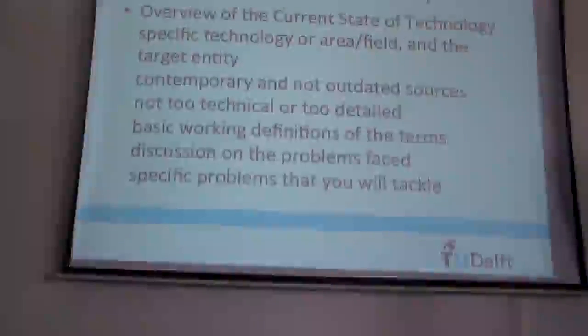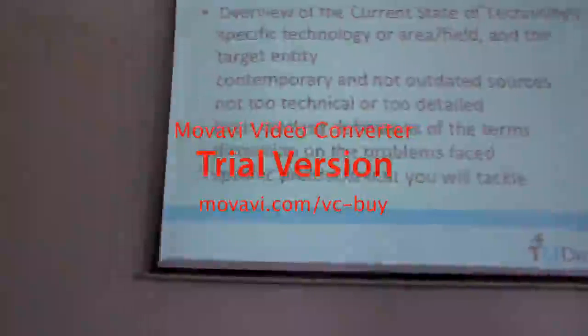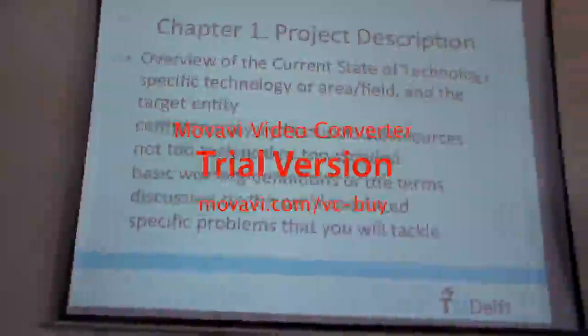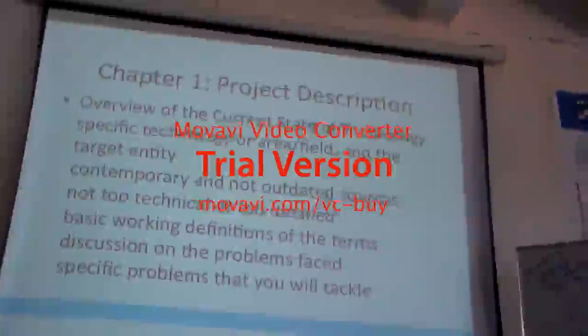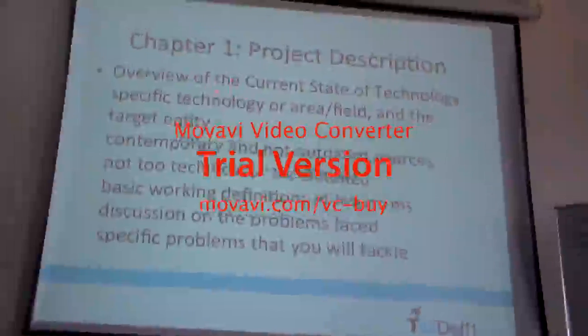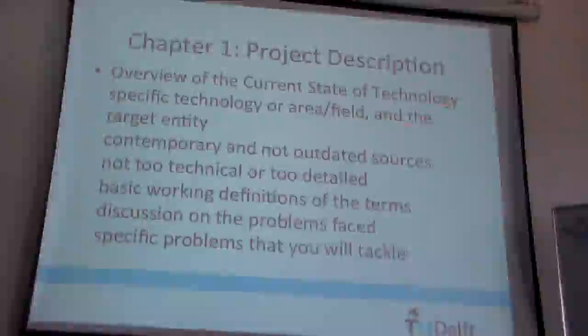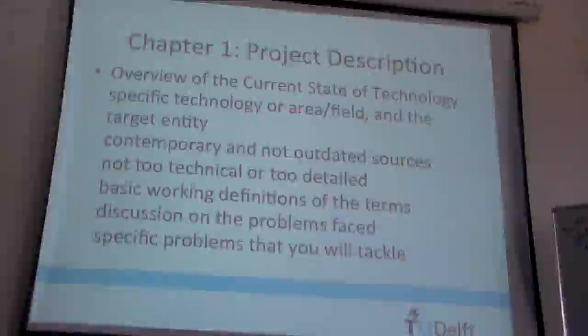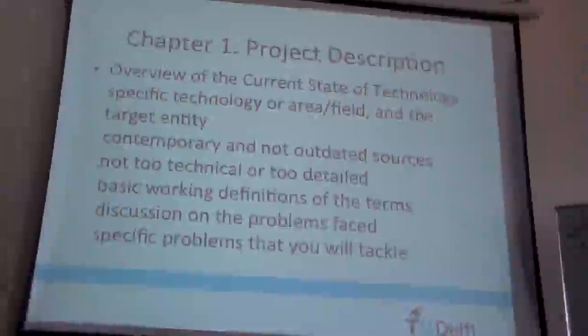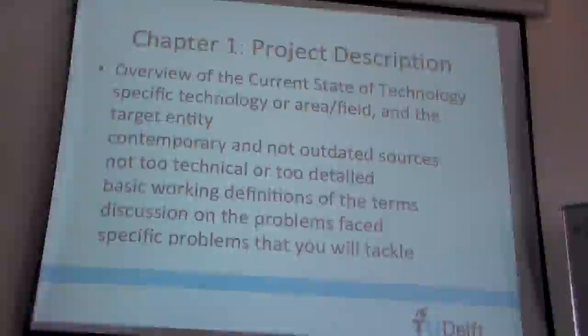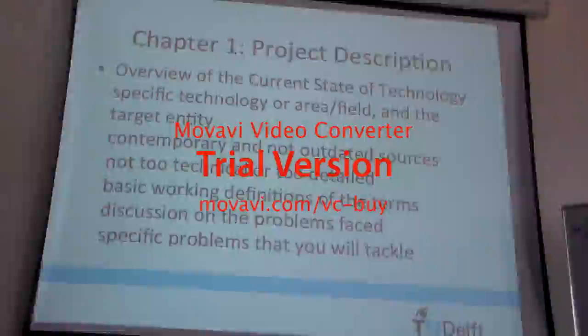Project description, which is chapter 1. Sometimes they call it project description, sometimes project overview, sometimes they name it introduction. So it is an overview of the current state of technology in a specific technology, area or field, and the target entity. For example, you are doing electronic government, or using technology in education, or social networking.